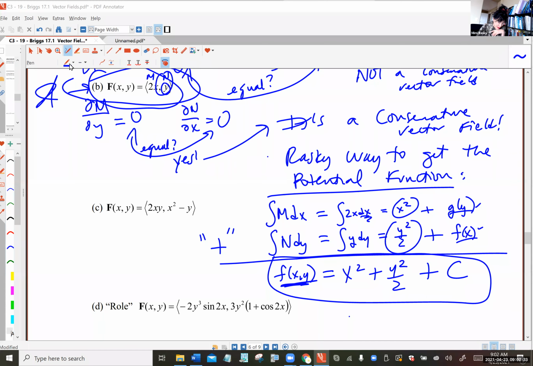All right, so I'm done with letter B. Let's do letter C. All right, here we go. Here's a vector field. Cute. Is it conservative? Yes or no?